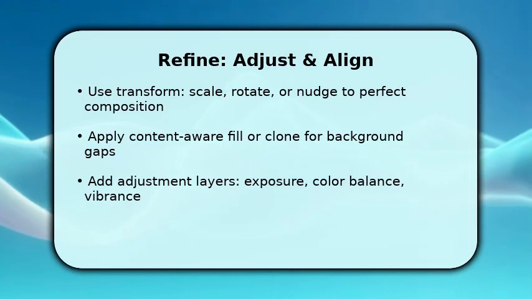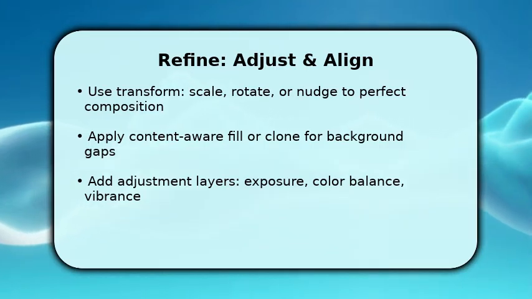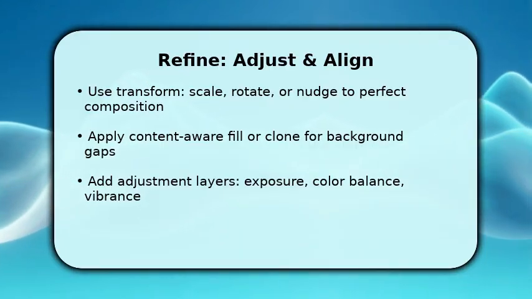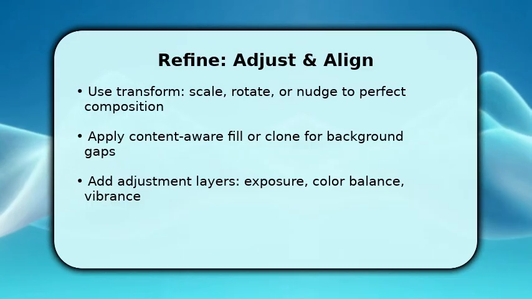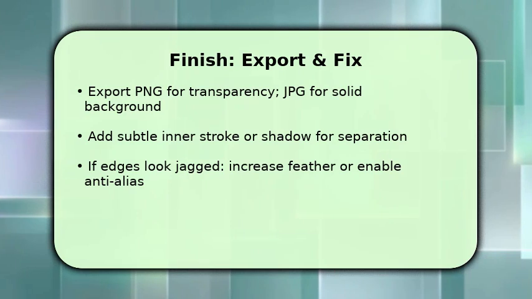Then stack adjustment layers, exposure, color balance, vibrance, to tune mood and skin tones without altering the mask. Once satisfied, clip adjustments to the circle so corrections affect only the round area, and periodically zoom out to verify the overall visual balance. To finish, prepare the circle for use.